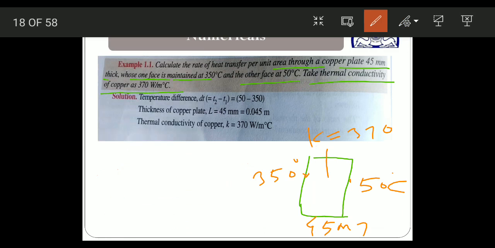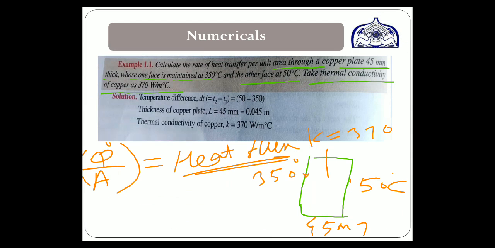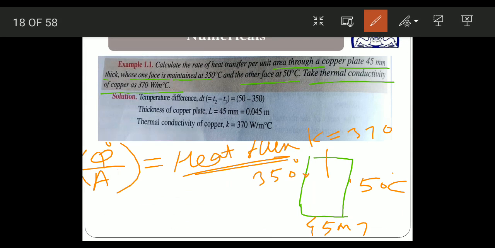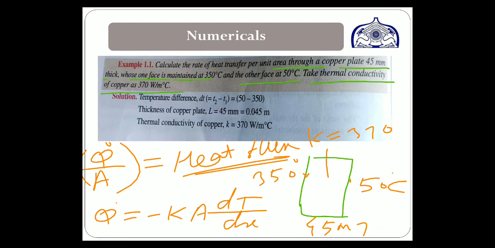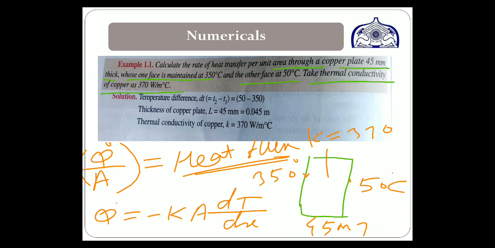And what have they asked? They have asked for the value of rate of heat transfer per unit area, that is Q by A we have to calculate. And this Q by A is nothing but heat flux. So this value we have to calculate. Very simple. As conduction takes place from one point to another point within the body, Q is equal to minus k into A into dT by dx. So this can be written as Q dot is equal to k is given, minus 370.